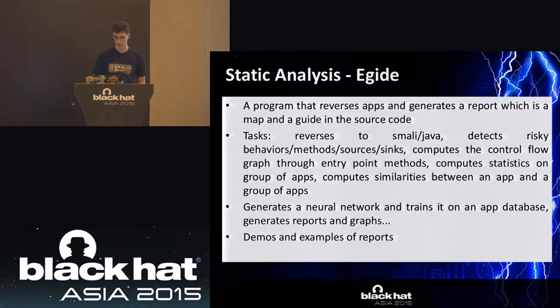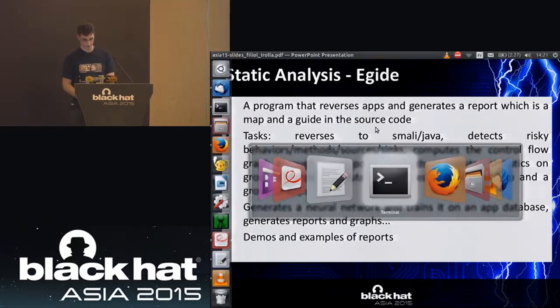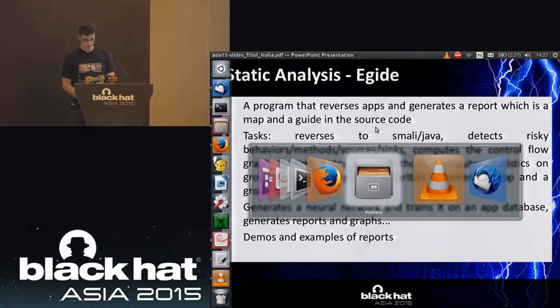So, Agile reverses the application and extracts a lot of characteristics that we use for machine learning and that are also useful from a static analysis point of view. It generates a static analysis report from these characteristics. I will show you the Facebook static analysis report.